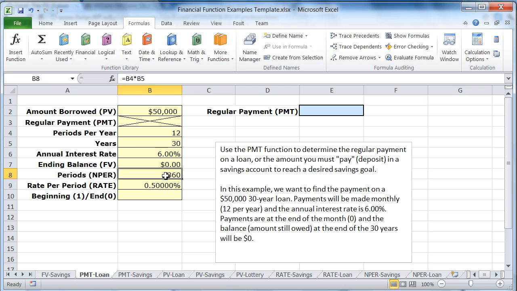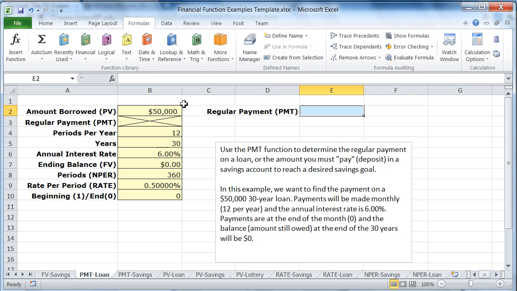Now, because I've got my formulas down here for computing the number of periods and the rate, I don't need to enter any values here. As soon as I enter these three numbers up here, these two numbers down here can be calculated for me automatically. And we are making payments at the end of the month, and the code for end is 0. Okay. Now we've got all this information filled in over here. The rest of it's pretty easy.